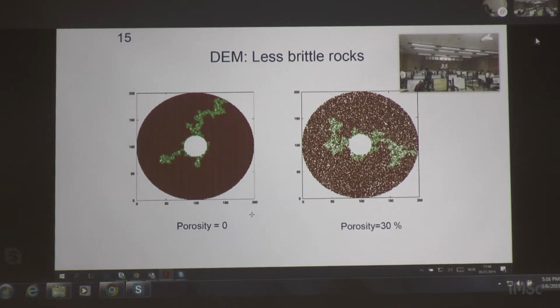Here is a less brittle rock. Less brittle means we introduce this strength distribution and make it wide. So this distribution is big here. That's why we call it less brittle. And there is one example for porosity 0 and another for porosity 30% again. So it's much rougher than the brittle model.